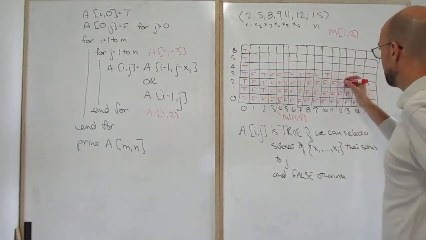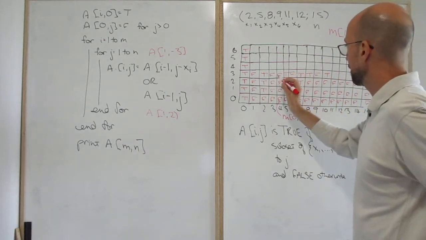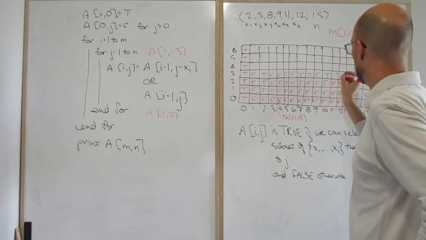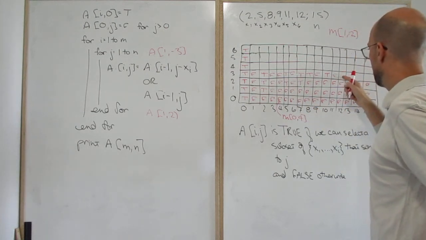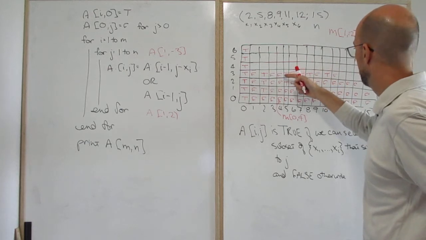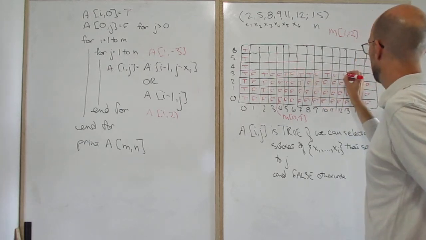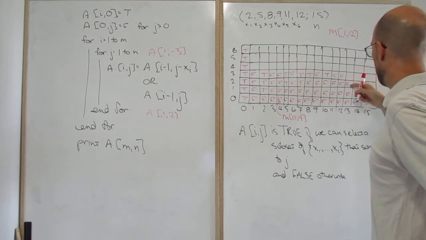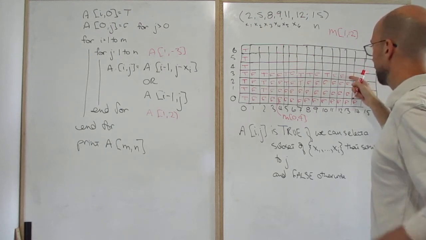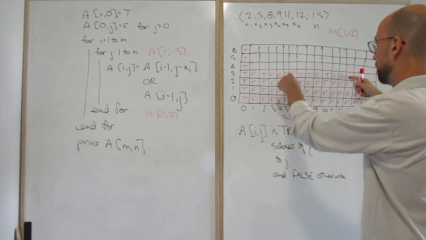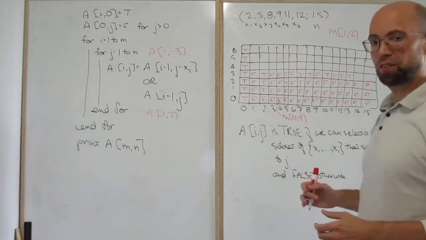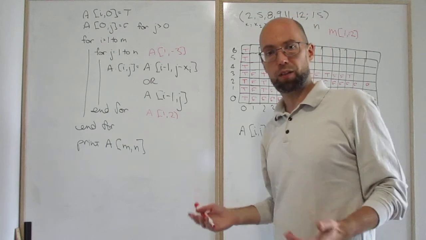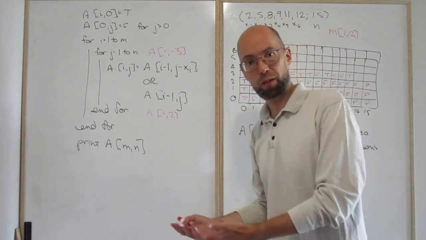So now 11, this is a false. We go over here, 8, 2, 3, we look down, this is a false. 12, this is a false. We look over here to 4, it's a false. 13, we look down, it's a false. We look over 8 to 5, we look down, it's a true. So this is a true. Can you get a subset that sums to 13 from x1, x2, x3? Yes, you take x2 and x3.